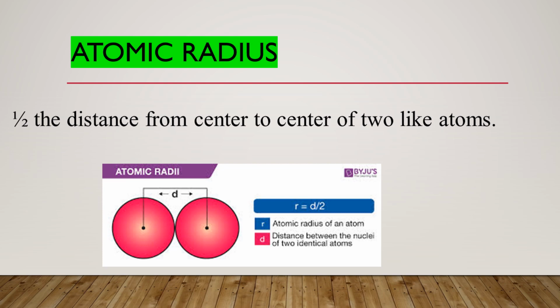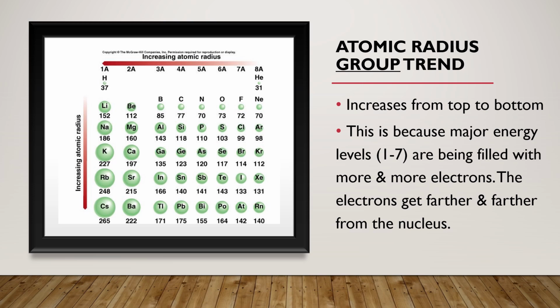That is 1/2 the distance from the center to center of two like atoms. So if you have two different atoms here, and you find the center of each, it's half the distance between them. So that is your atomic radius. Let's talk about what happens in this trend.